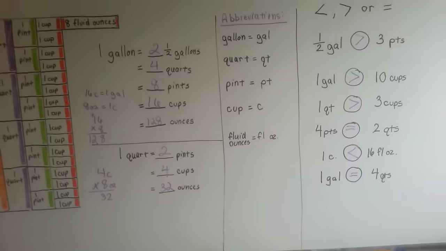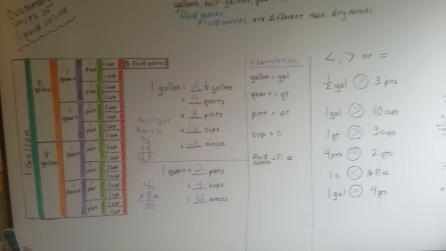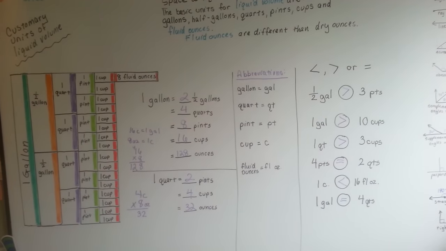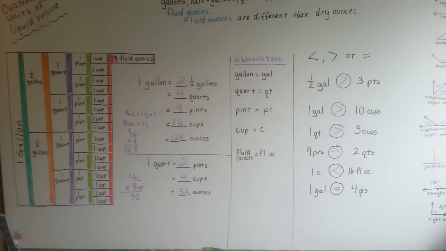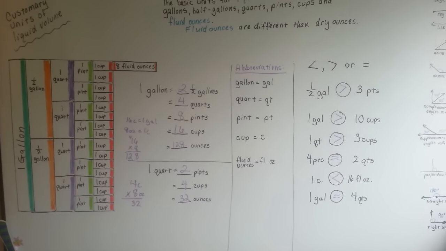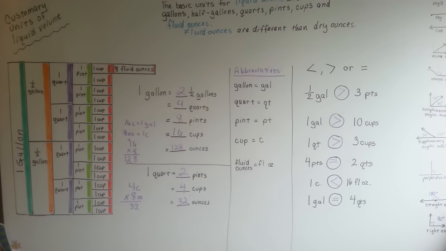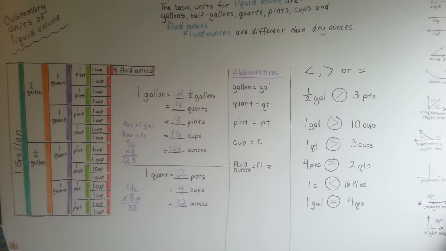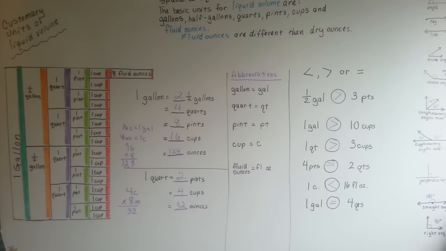So those are customary units of liquid volume. Those are our gallons, half gallons, quarts, pints, cups, fluid ounces. You can convert them back and forth to help you measure. They're also called U.S. standard measures. Remember, there's 8 fluid ounces in a cup. Remember that dry ounces are different than fluid ounces. And remember, there's 4 quarts in a gallon.